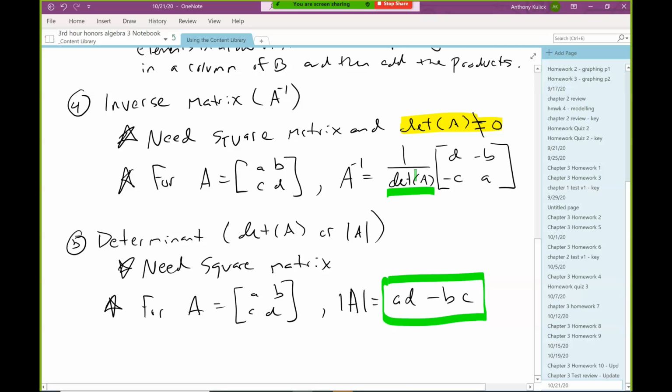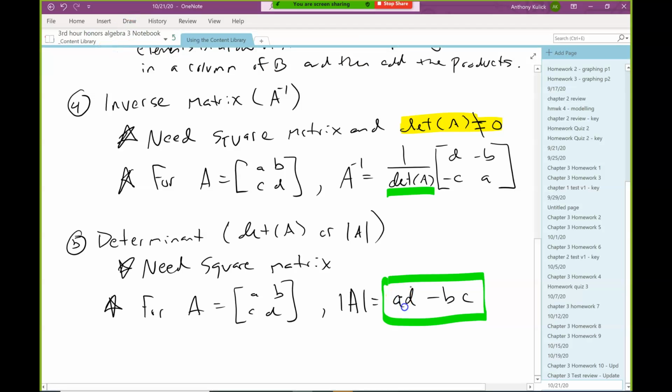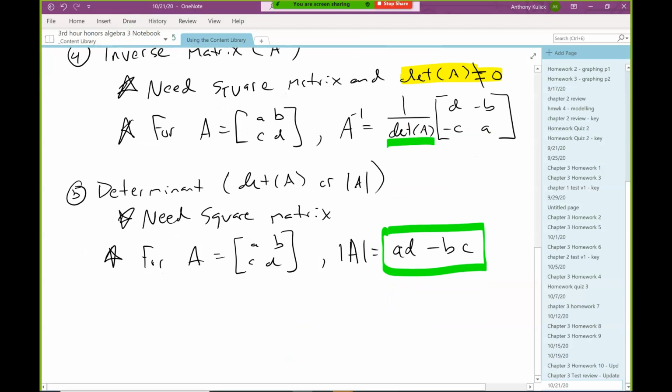Yes. A times D minus B times C. Yes. So I expect that you're able to do a 2 by 2 determinant by hand because literally you multiply two numbers together and you subtract them, like, woo, or two pairs of numbers and subtract them. That's tough. I'd also expect that you're able to do this for a 3 by 3 matrix.